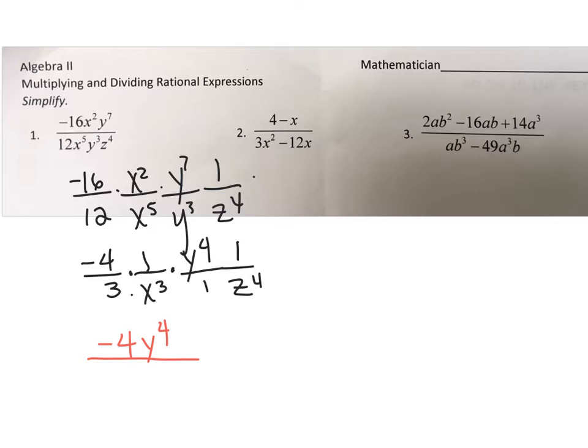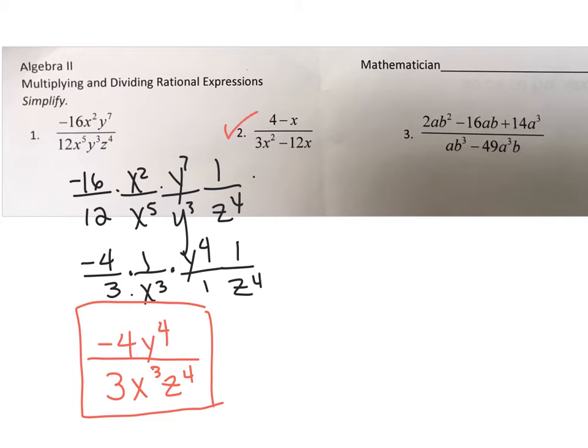At the bottom, our coefficient is 3. Our variables are x to the 3rd and z to the 4th. And we have divided, simplified. Same thing. So what I would like for you to do is try number 2 and try number 3. I'm going to give you a slight hint with number 2. You are going to have to factor and pull out a GCF.